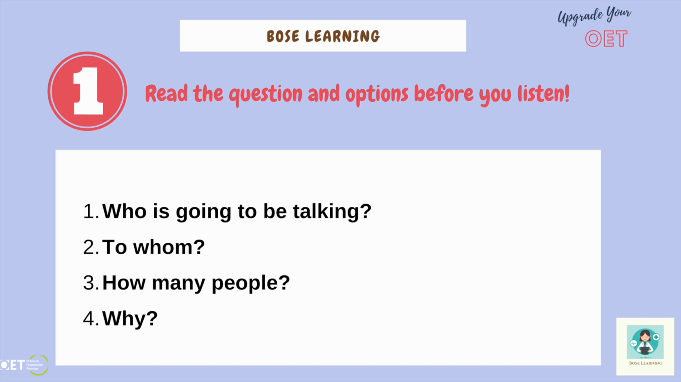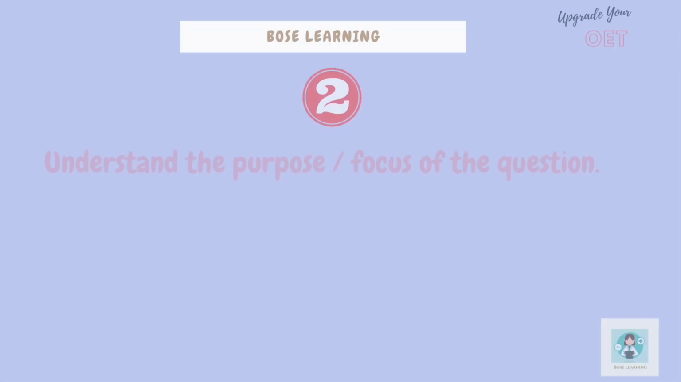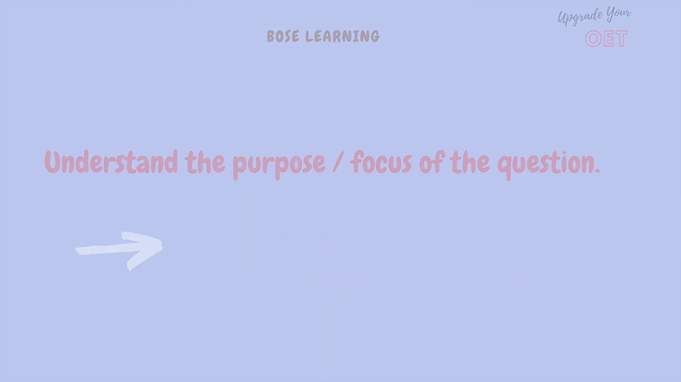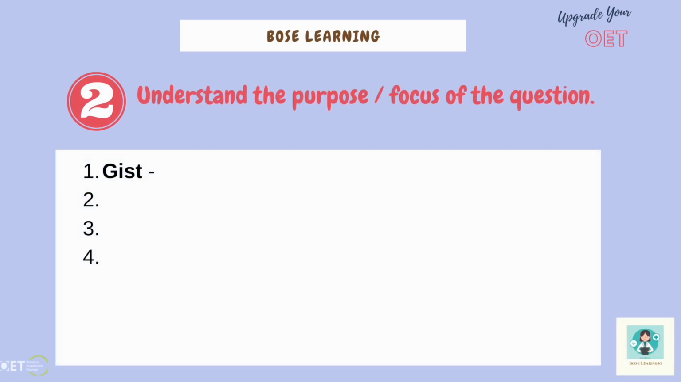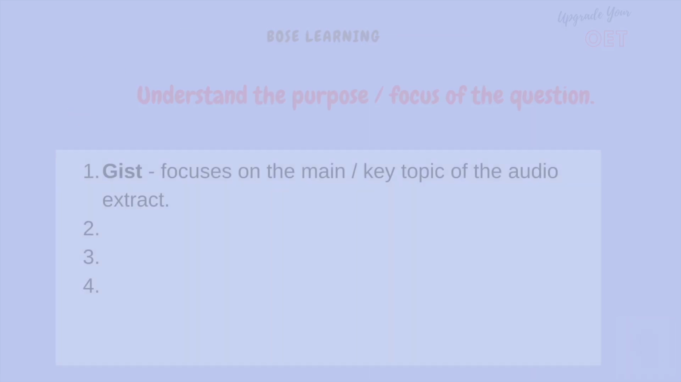And this leads me on to my next strategy for you, and that's to really understand the purpose and the focus of the question. What do I mean by this? Well, there are four question types that could come up in the OET listening part B. What are they? Do you know what they are? Well, the first one is gist. And if you get a gist question, you need to focus on the main topic or the outline, the whole extract in total. What is the key topic of this extract?